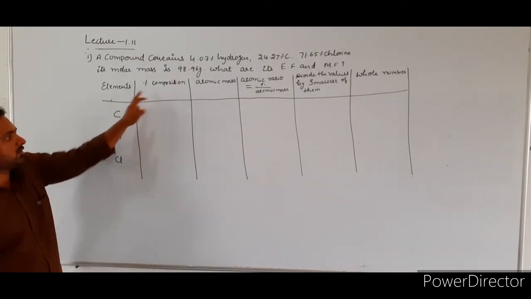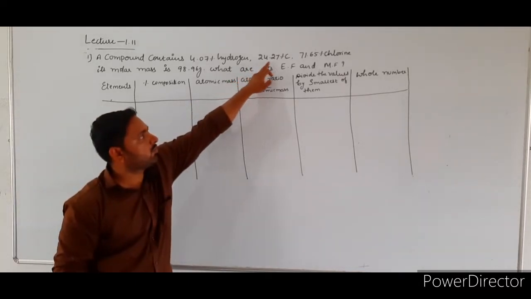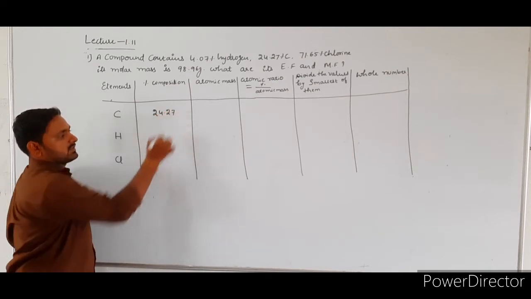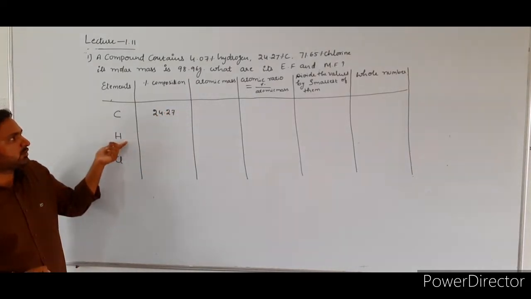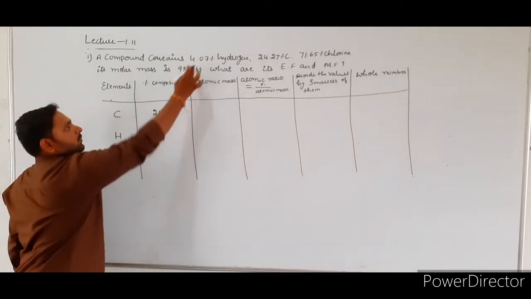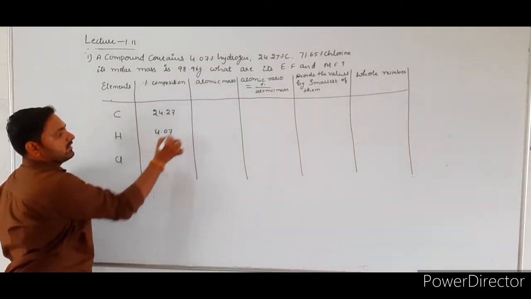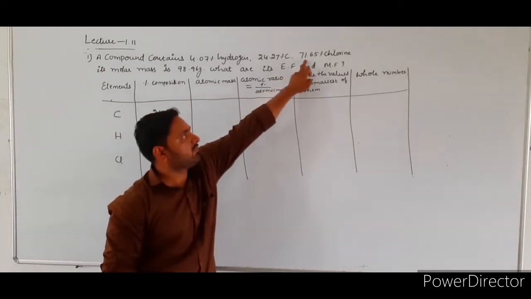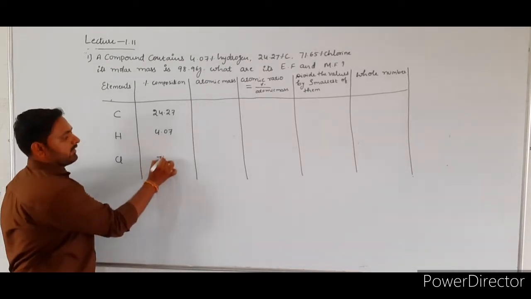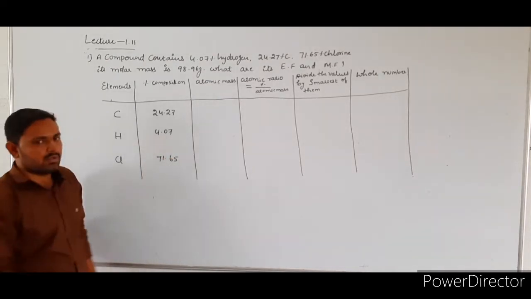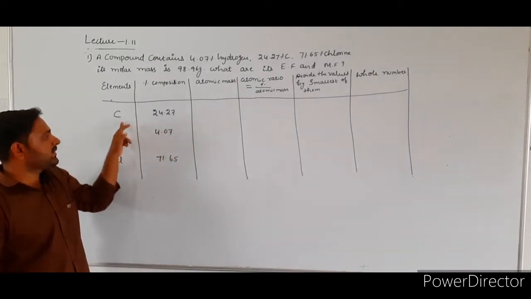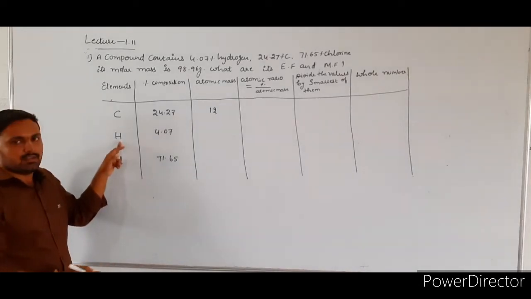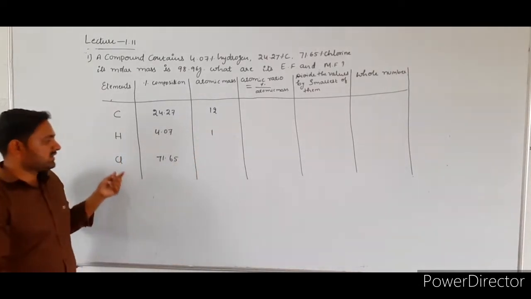What is the percentage composition of carbon? Given, 24.27%. Next, what is the percentage composition of hydrogen? 4.07. Next, what is the percentage composition of chlorine? 71.65. Now, you write the atomic masses. What is the atomic mass of carbon? 12. What is the atomic mass of hydrogen? 1. What is the atomic mass of chlorine?